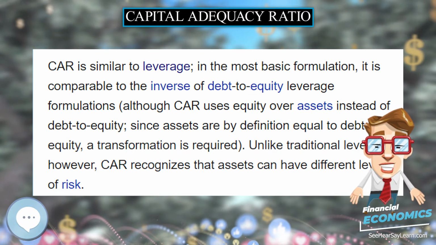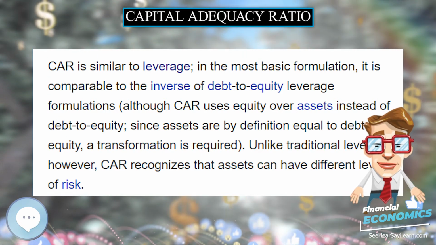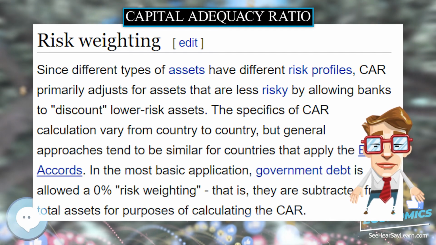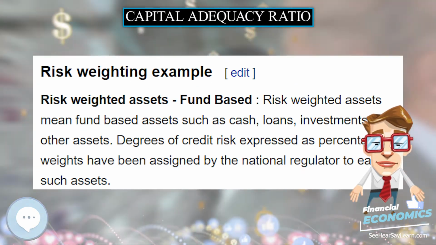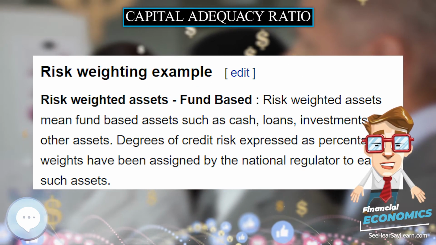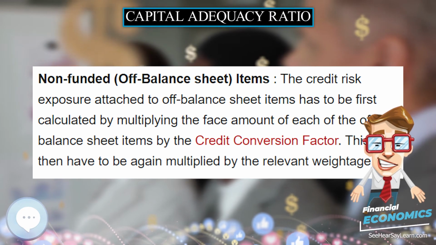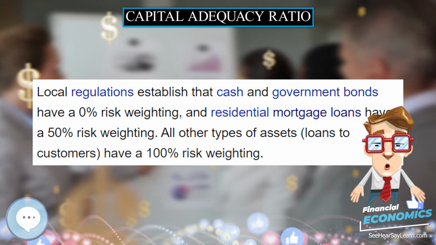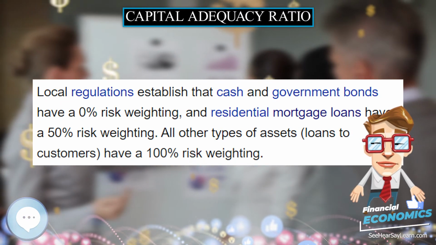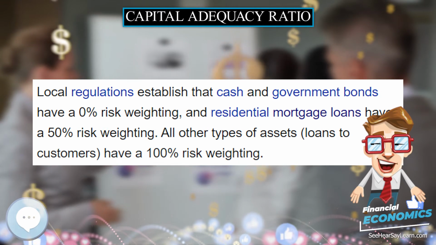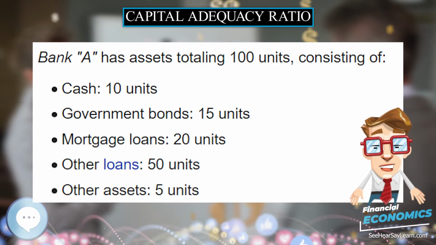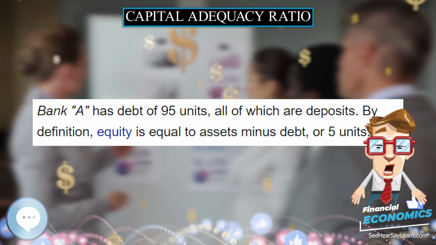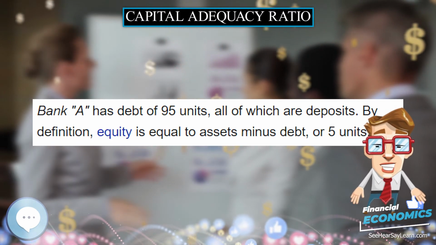Non-funded, off-balance sheet items. The credit risk exposure attached to off-balance sheet items has to be first calculated by multiplying the face amount of each of the off-balance sheet items by the credit conversion factor. This will then have to be again multiplied by the relevant weightage. Local regulations establish that cash and government bonds have a 0% risk weighting, and residential mortgage loans have a 50% risk weighting. All other types of assets, loans to customers, have a 100% risk weighting.